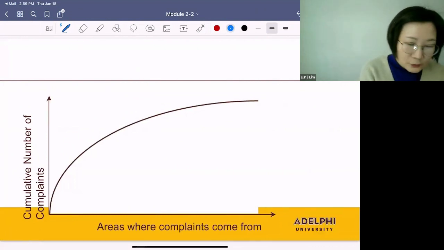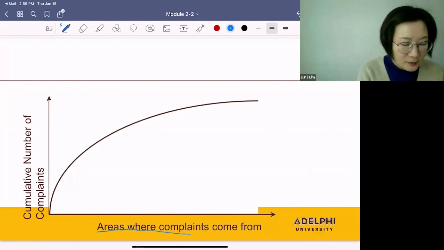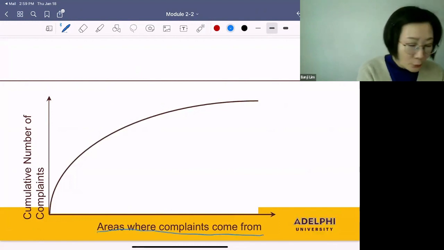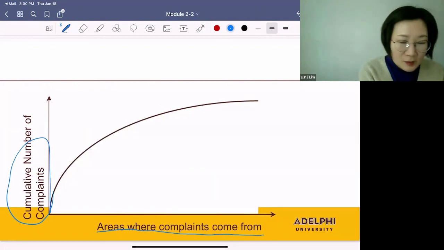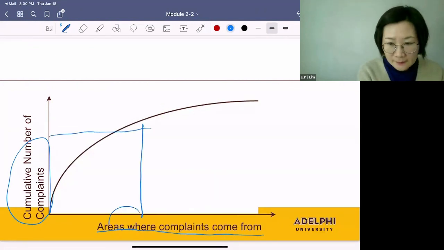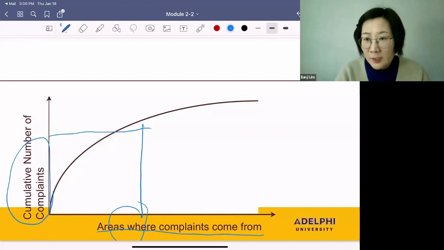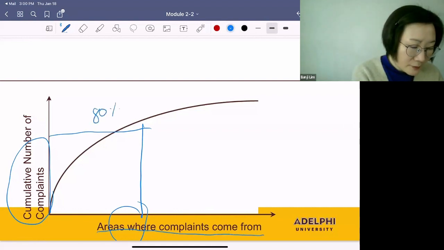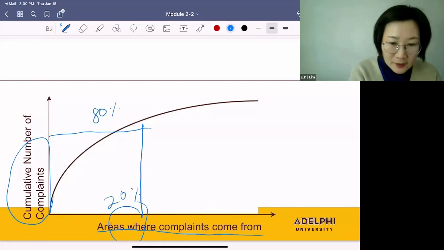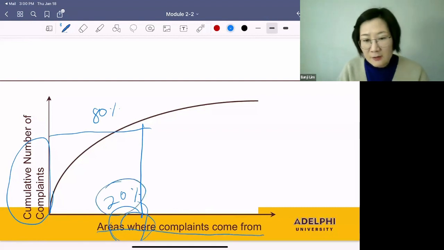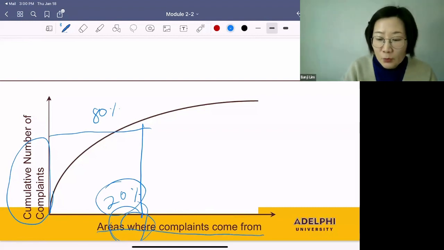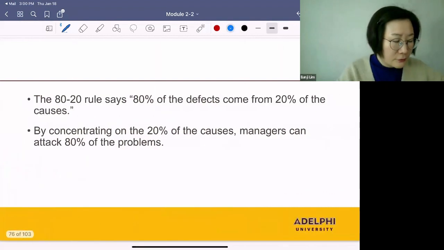On the x-axis, we can list all the areas where complaints come from. And on the y-axis, we can put the cumulative number of complaints. And we can realize that most of the complaints come from a small number of areas. If you apply the 80-20 rule, we can say 80% of the complaints come from only 20% of the areas. So by working on these 20% of the areas and fixing these problems, we can get rid of most of the complaints.